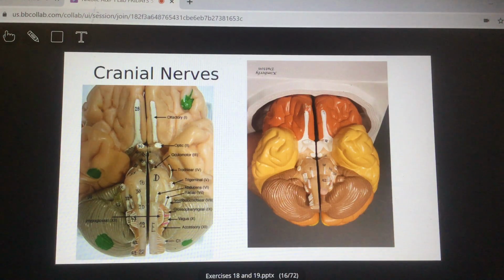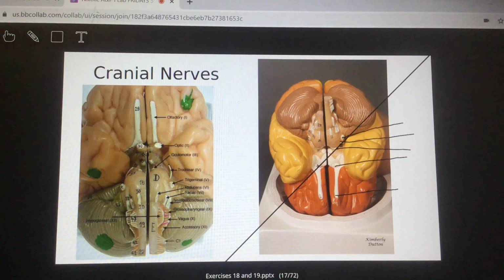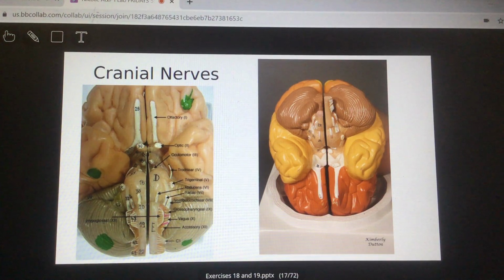All right, there. Now, that's Kimberly Dutton, okay? Again, I have not seen them use the colored ones, so use this as a way to study. 1, 2, 3, 4, 5. It's the little line here, that's 4. Okay, whoa. Did I do that? I might have done that.